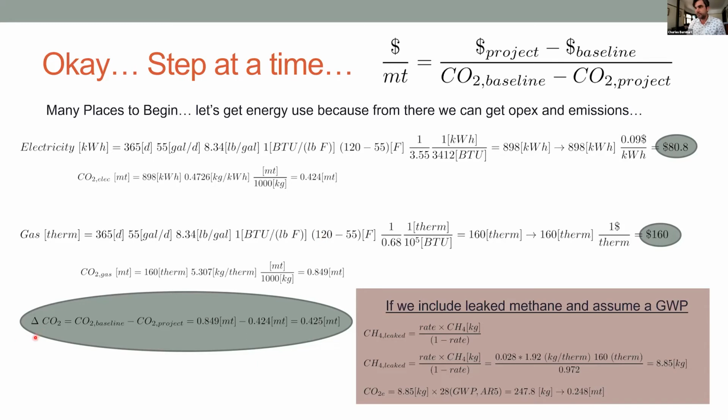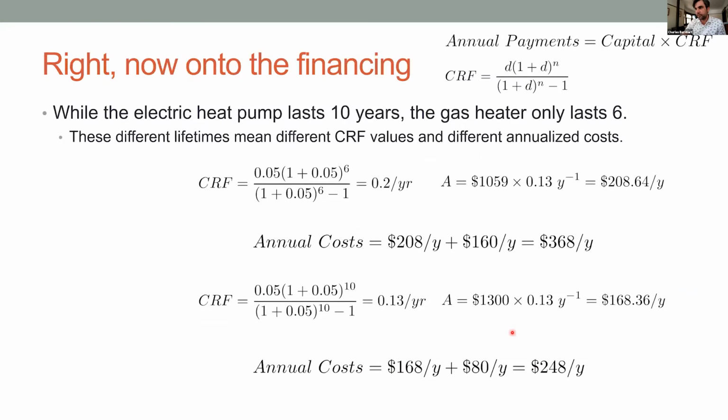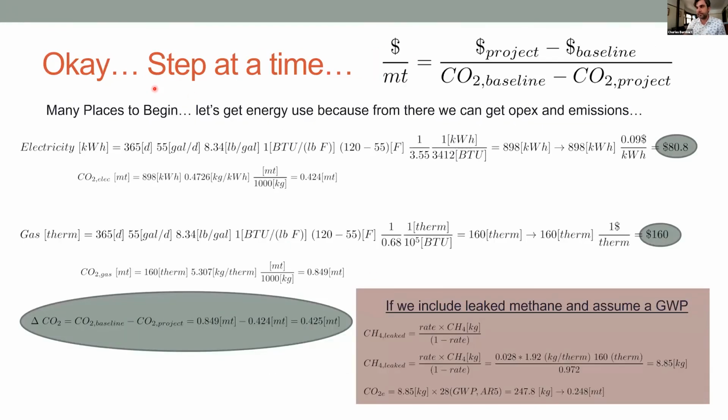The delta CO2 is CO2 baseline minus project, because we're trying to see how much CO2 we're saving. So we used to emit this much CO2, now we'll emit this much CO2. So 0.849 minus 0.424 equals 0.425 metric tons of CO2. If we did want to assume this methane leakage, let's just get to the answer and then we'll go to the methane stuff. So we did the carbon analysis here, and we got the delta CO2.